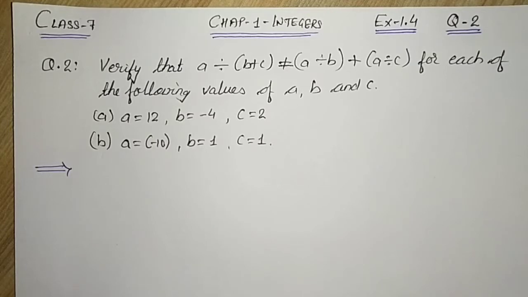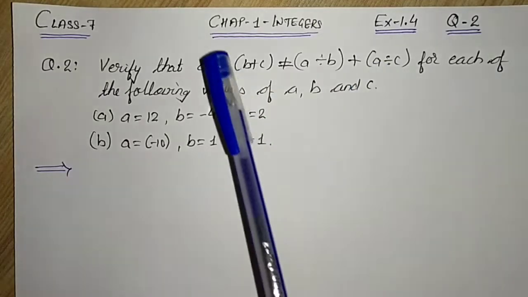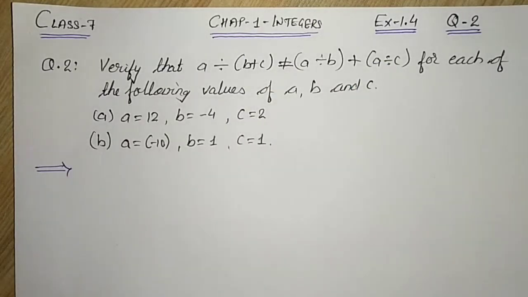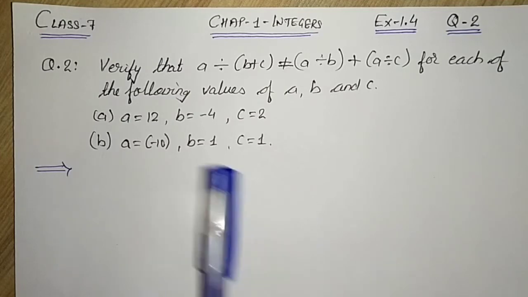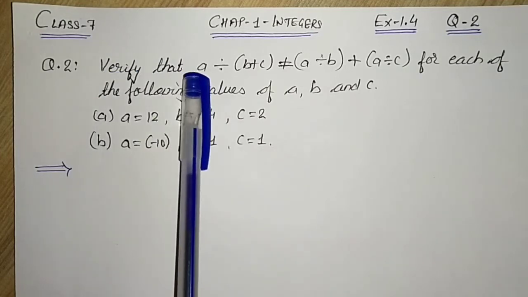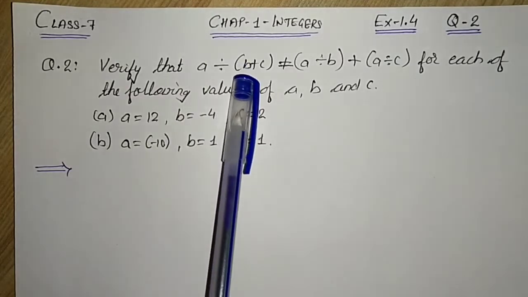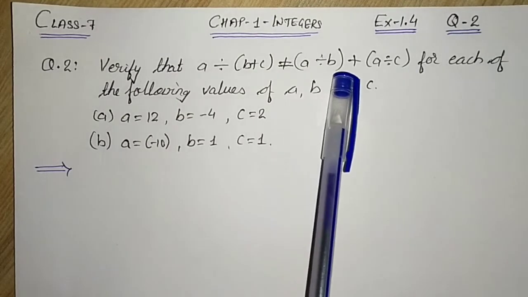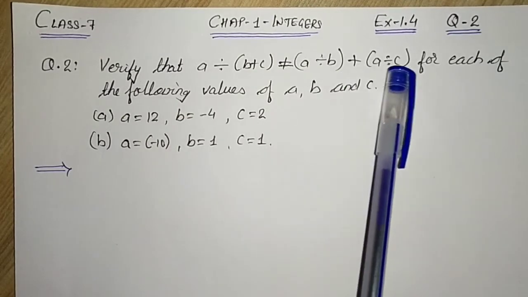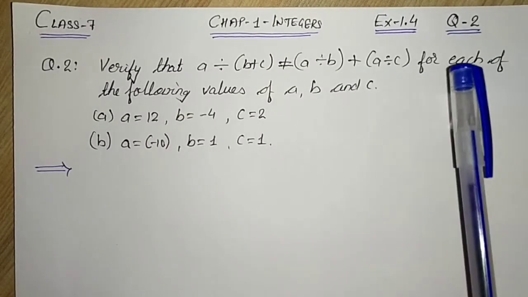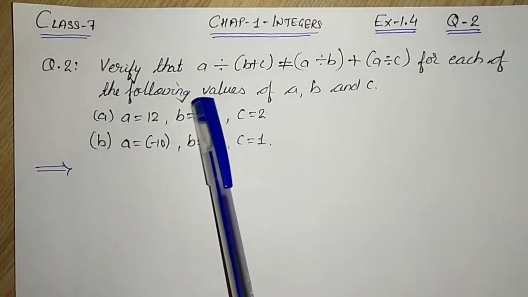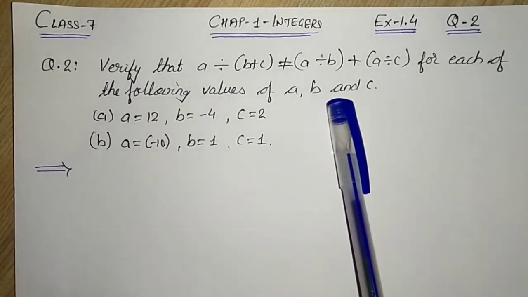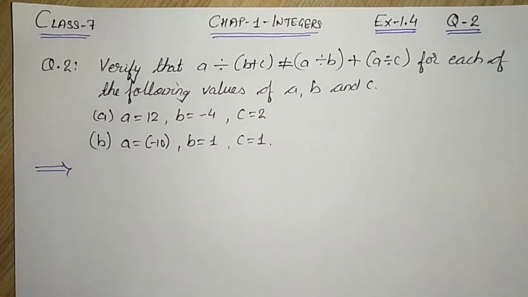Students, today we are going to solve question number 2 of exercise 1.4, chapter number 1, that is integers. Question number 2 says, verify that a divided by (b plus c) is not equal to a divided by b plus a divided by c for each of the following values of a, b and c.